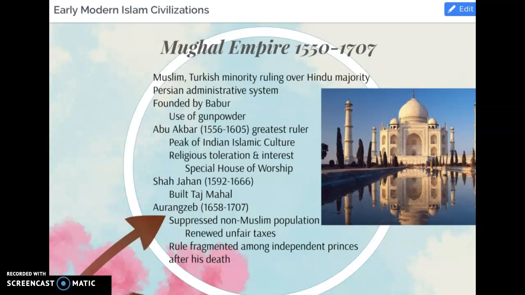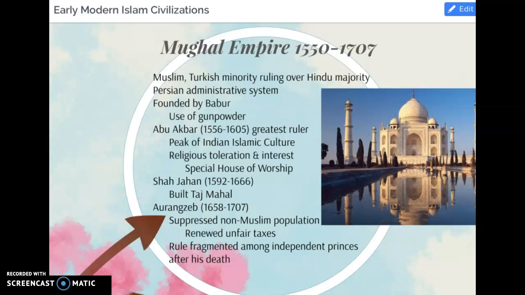Akbar is famous for having the special house of worship where he would have different people from different faiths meet and discuss religion. And again, this is just brilliant strategy. I mean, I think there is obviously interest, but it's brilliant strategy, especially if you're a ruling minority, to keep religious dialogue open.